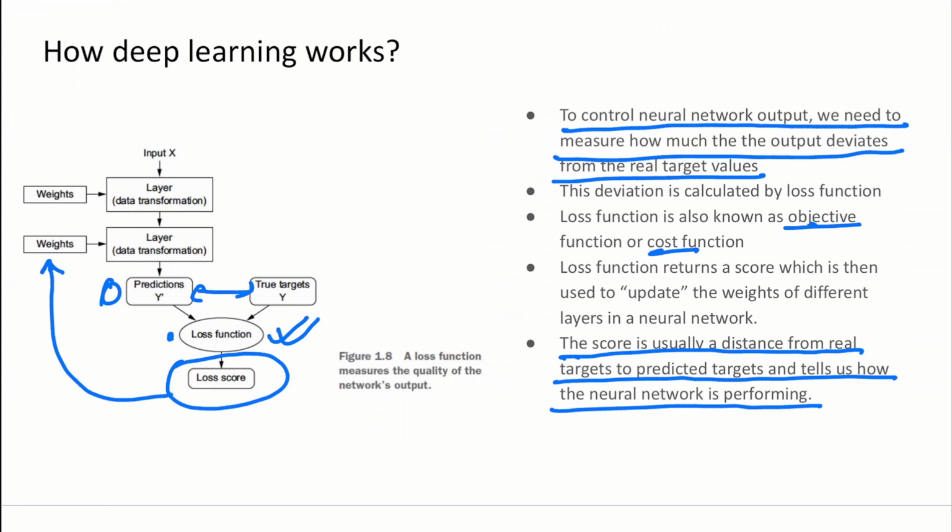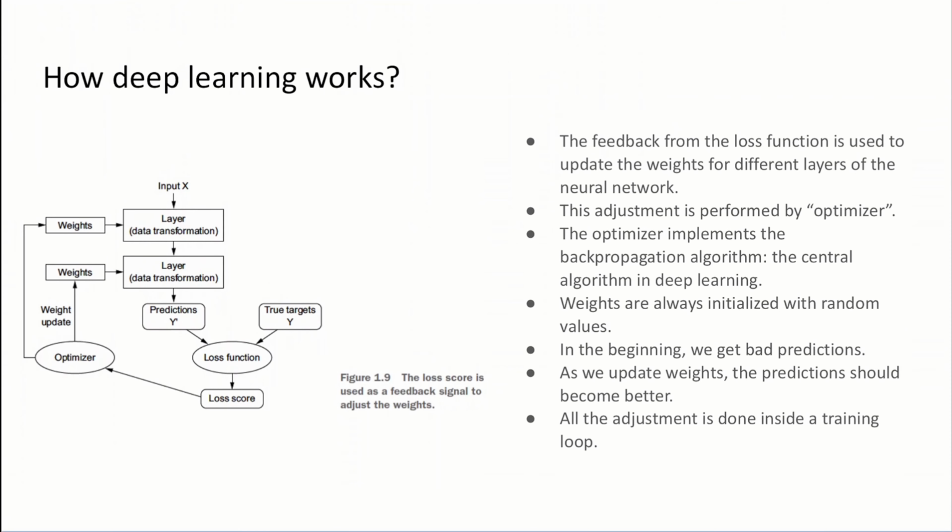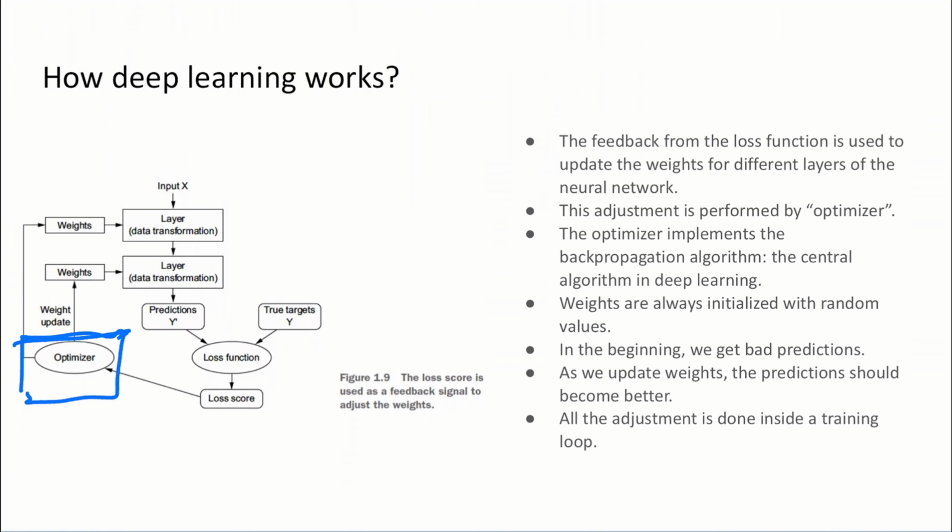So how does the loss function update the weights? It doesn't. The task of updating is performed by the optimizer. The loss function returns a loss score, and this loss score is then passed to the optimizer, which in turn updates the weights. There is an algorithm called the backpropagation algorithm, which is the central algorithm in deep learning, and the optimizer implements the backpropagation algorithm. Initially, when the neural network has just started learning, these weights are initialized with random values.